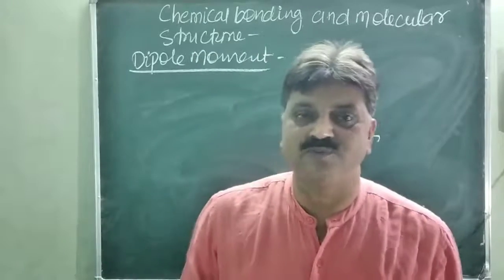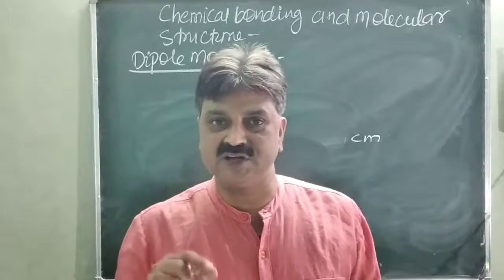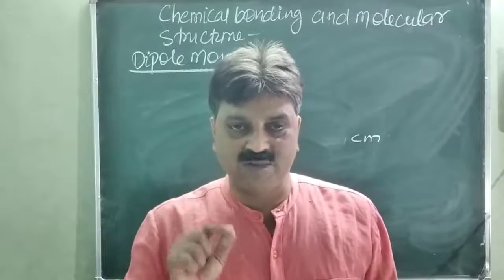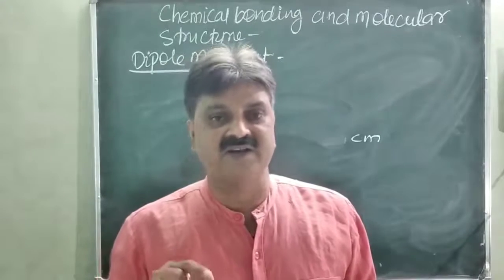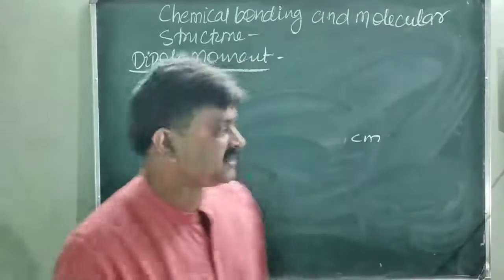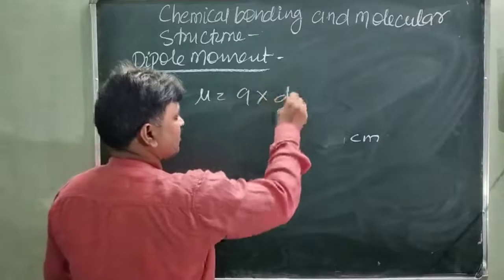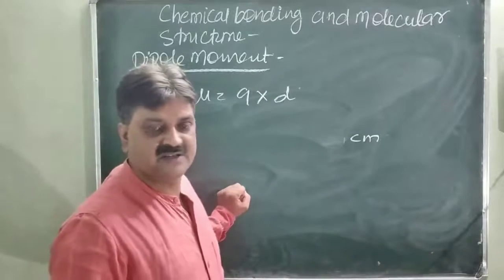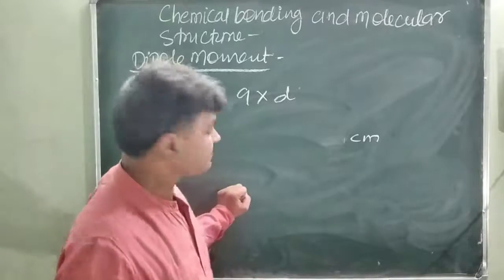Dipole moment is the product of the charge on any atom and the distance between the centers of the two ions. Is it clear? It is indicated by mu. So mu is equal to q into d, and it is a vector quantity. Why a vector quantity? Because it has direction and magnitude both given.